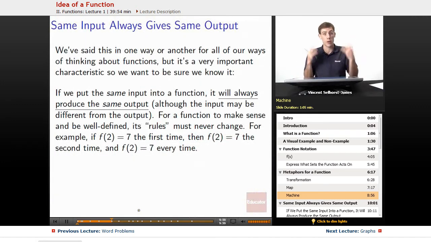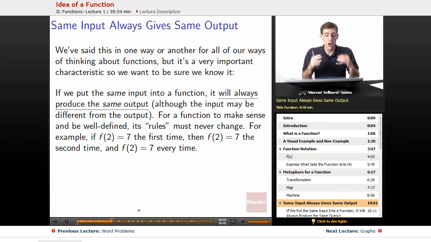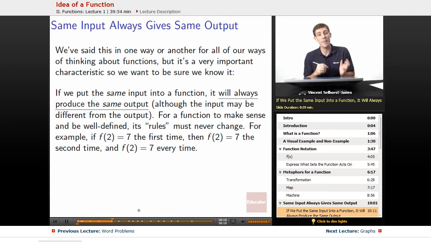This idea is so important, we're going to talk about it really explicitly. We've said this one way or another for all of our different ways of thinking about functions. But it's such an important characteristic of a function, we want to make sure that we know it. If we put the same input into a function, it will always produce the same output.